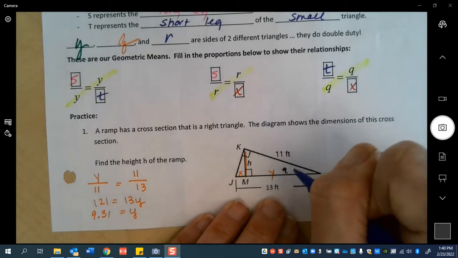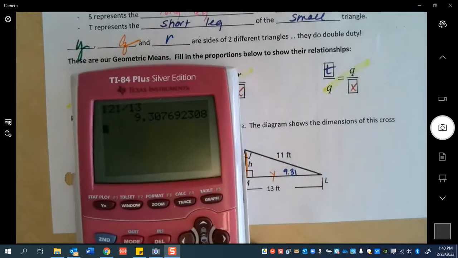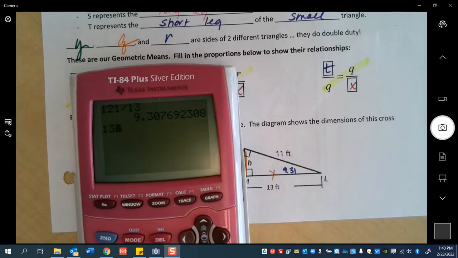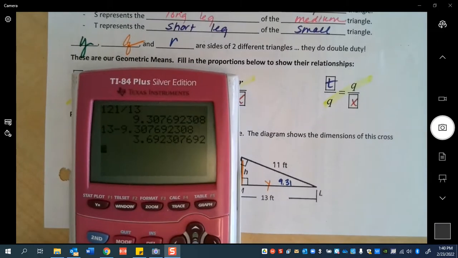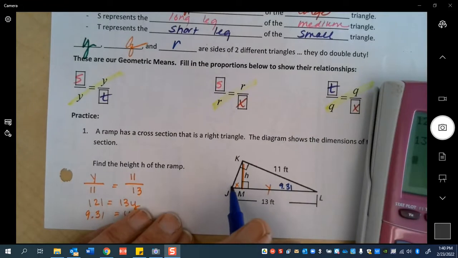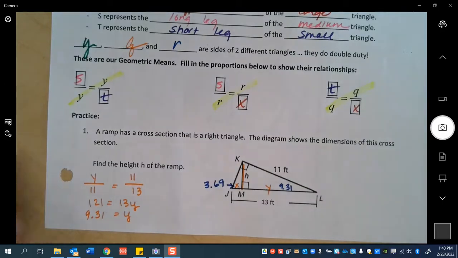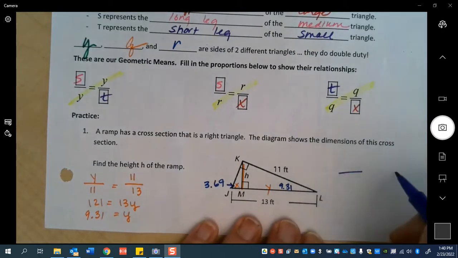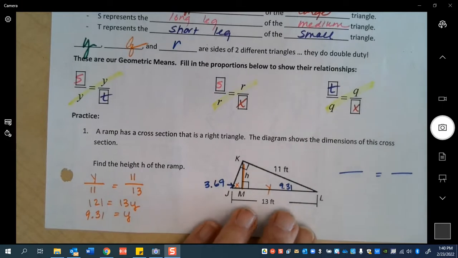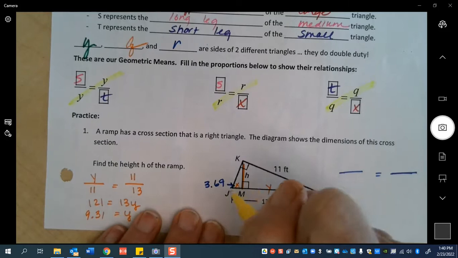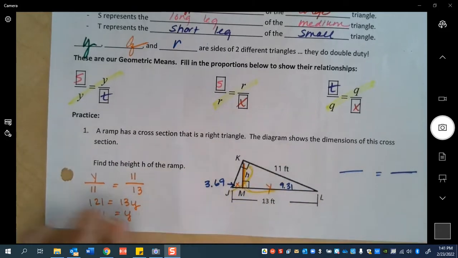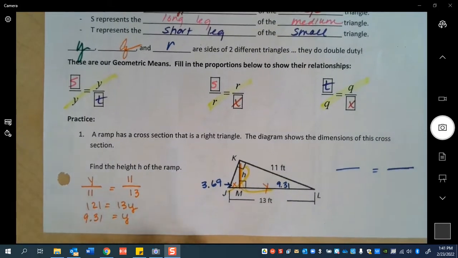Once I have 9.31, all I need to do is subtract that from 13. And I get my x value of 3.69. Now I'm prepared to solve for h. So there's my template for my proportion. Talk to your group mates. How am I going to solve for h? And use the loop if that helps you remember. Go ahead, talk to your group mates.